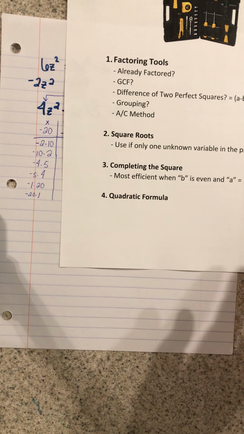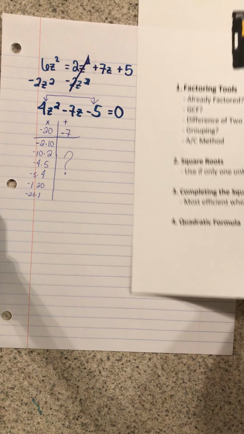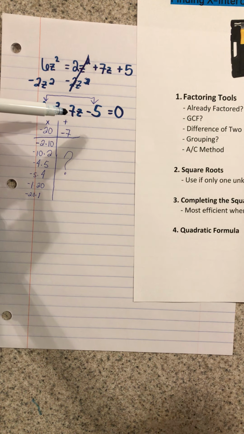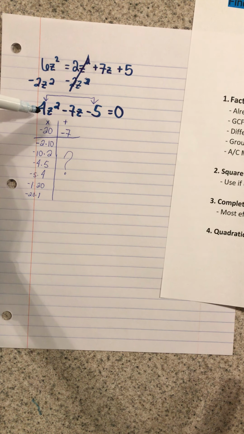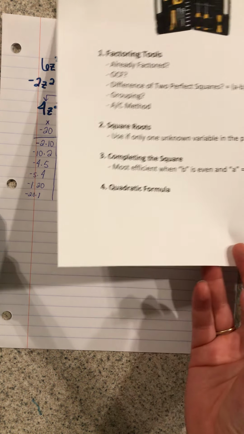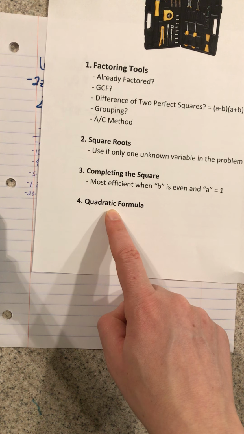Completing the square is most efficient when your b variable is even. In this case, my b variable is a negative 7. That's odd. And it's most efficient when a equals 1, and my a in this case is a 4, not 1. So I could use completing the square, but it's definitely not the most efficient choice. I'm going to have to go to the last tool in my tool bag, the quadratic formula.